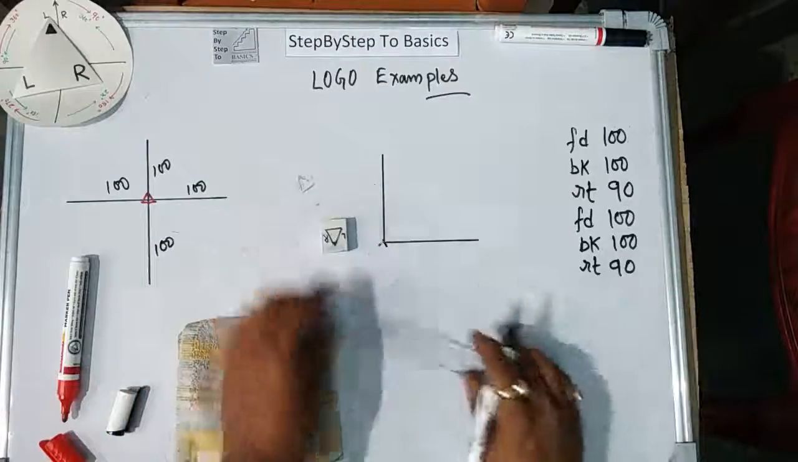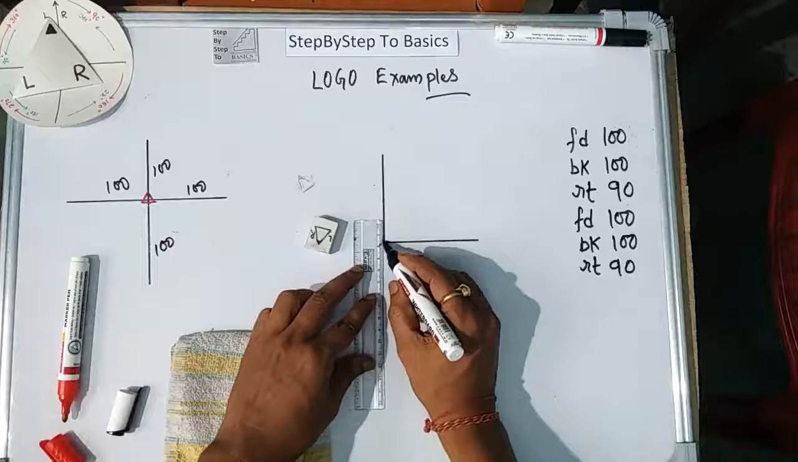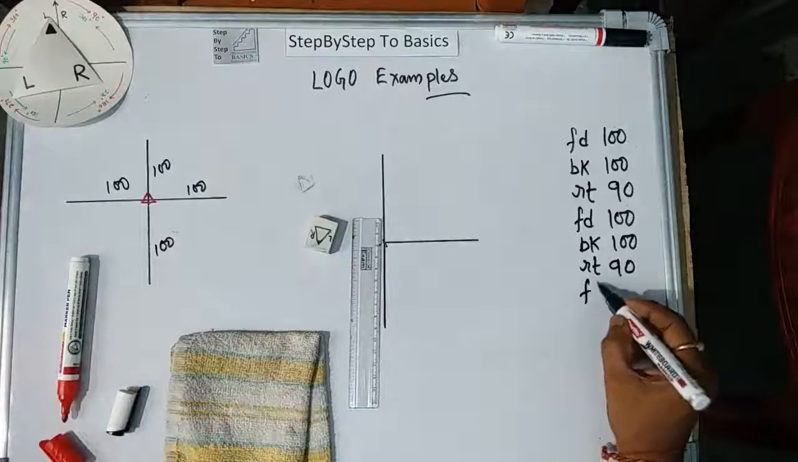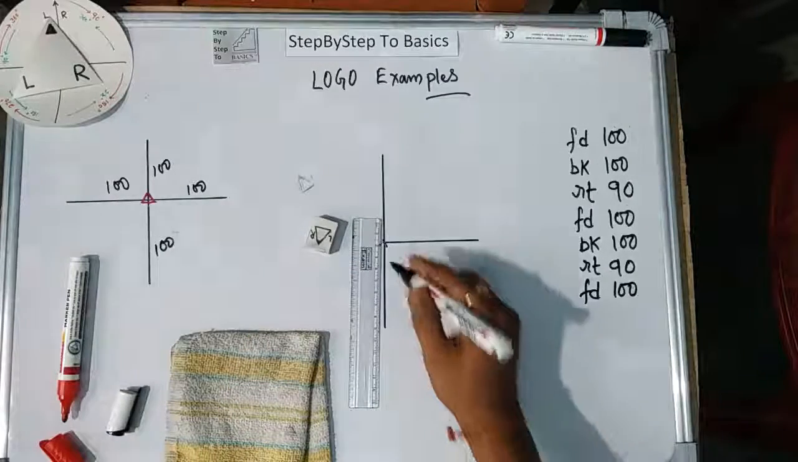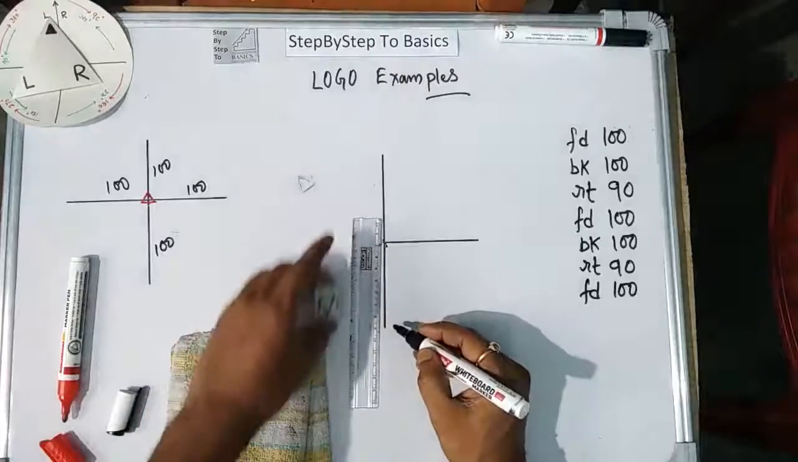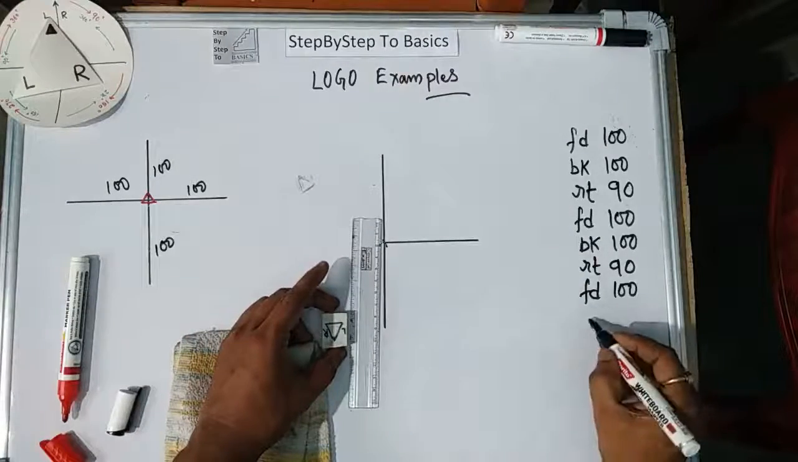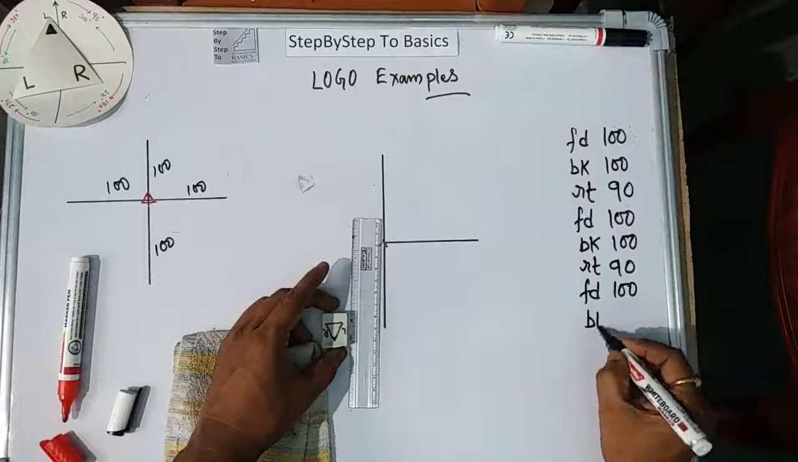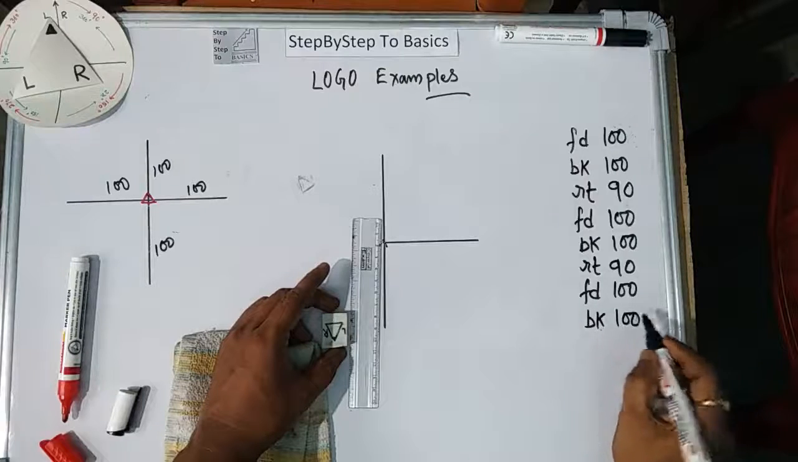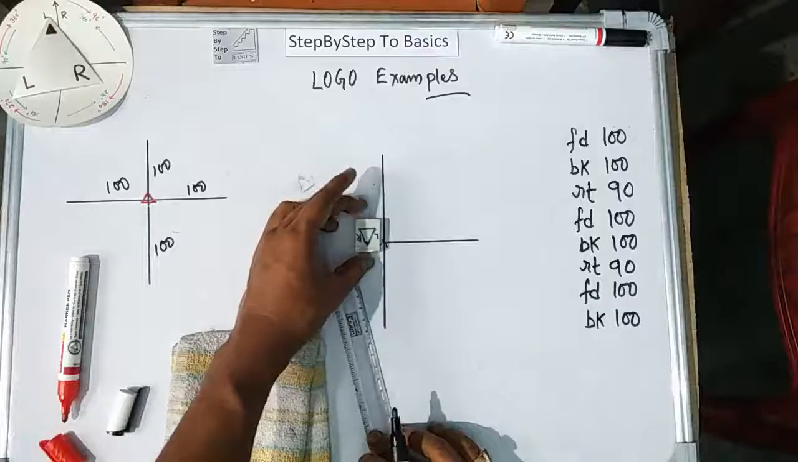RT 90. Then again FD 100. So it will move here. So again I need to bring it back to its original position. So I will write, say, BK 100. So it will come back here.